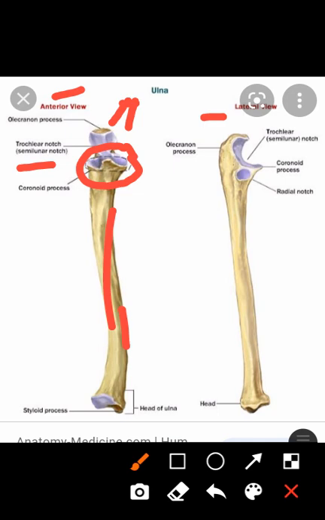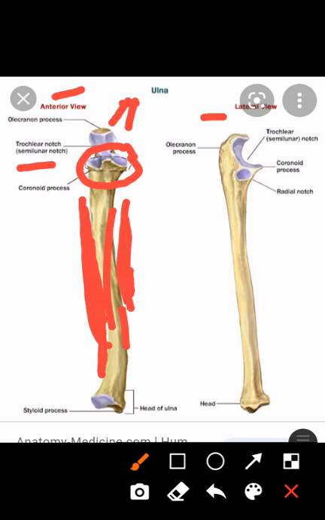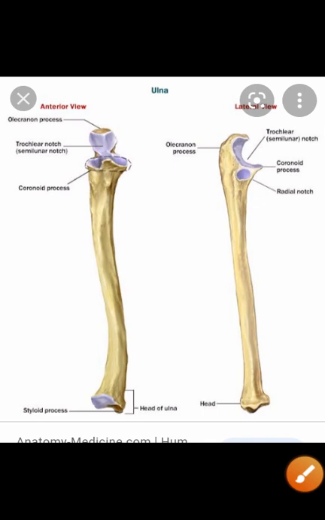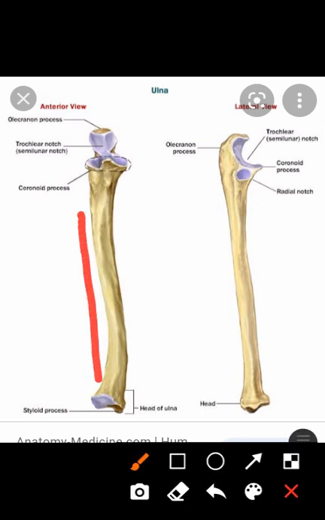And also note that on this portion there is an interosseous membrane. On which side is this interosseous membrane attached? On this side of the ulna, the interosseous membrane is attached on the lateral side. Now you have to look that on the distal end there is a styloid process of the ulna. This is also very important. So these are some things.